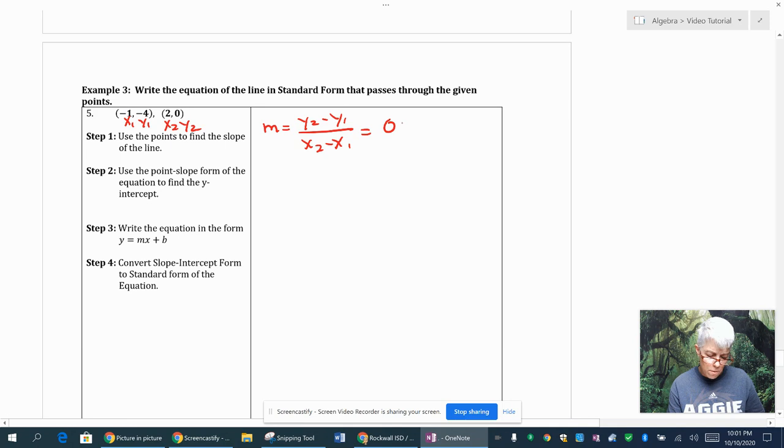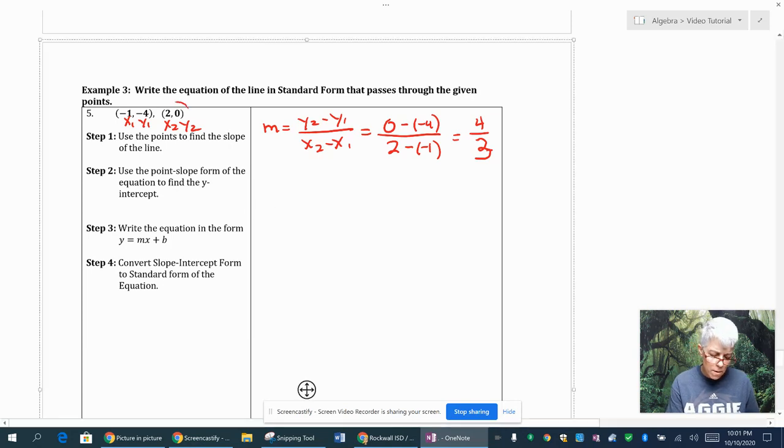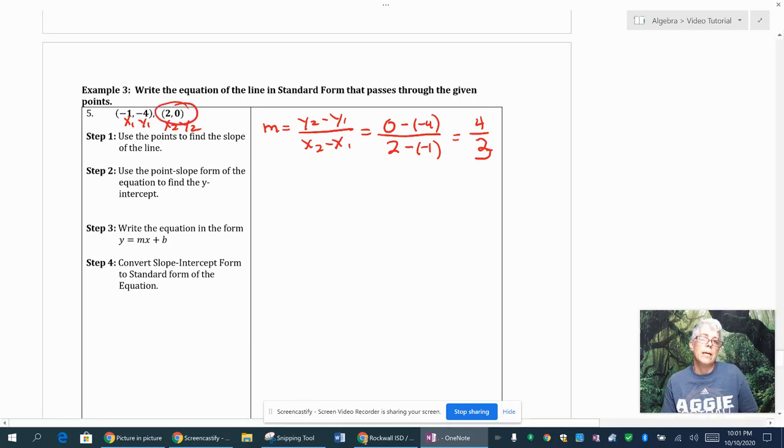So that's going to be 0 minus a negative 4. And then the x's are 2 minus a negative 1. So we end up with a positive 4 over a positive 3. So we have 4/3. So that's my slope. So now I'm going to use the point slope formula. It doesn't matter which ordered pair I use. I'm going to go ahead and use the one with the 0 because I think it'll maybe make it easier. Okay, because the 0 is going to 0 something out.